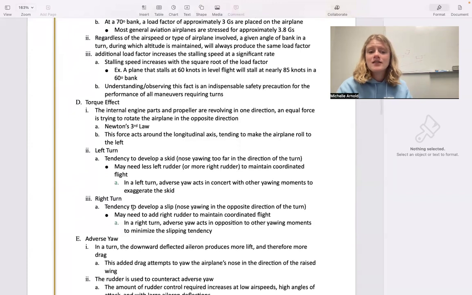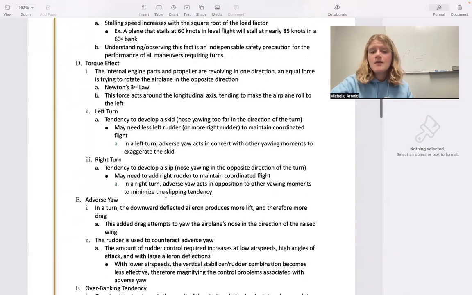So when you're making a left turn for a steep turn, there's going to be a tendency because of this torque effect to develop a skid, which is when the nose is yawing too far in the direction of the turn. So the nose is going to yaw too far to the left when we're in that left turn. So we'll need to apply some right rudder to maintain coordinated flight. And the opposite happens when you're in a right turn. You're going to develop what's called a slip, which is when the nose is yawing in the opposite direction of the turn. So you're going to need to add some right rudder when you're doing a right turn as well.